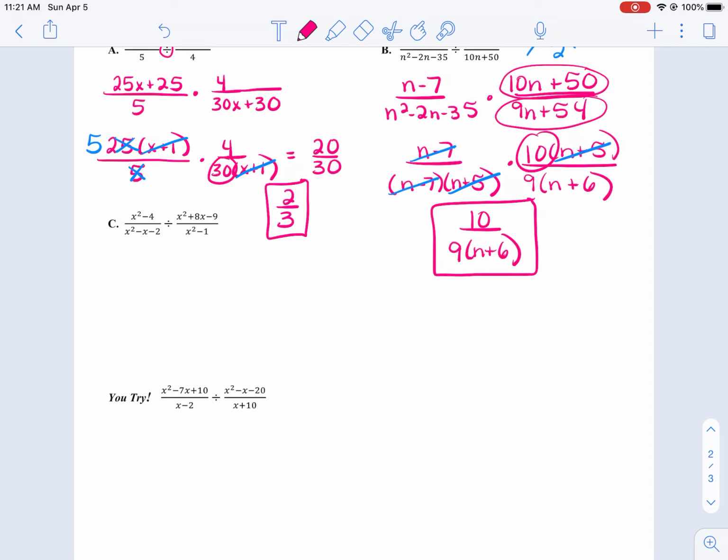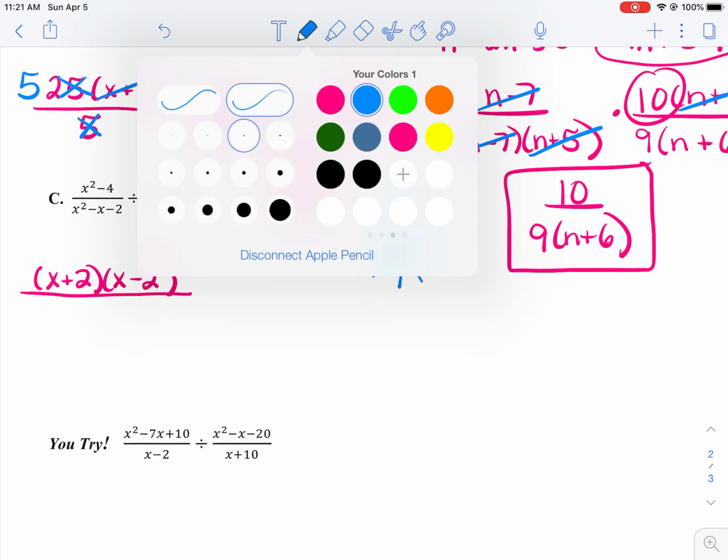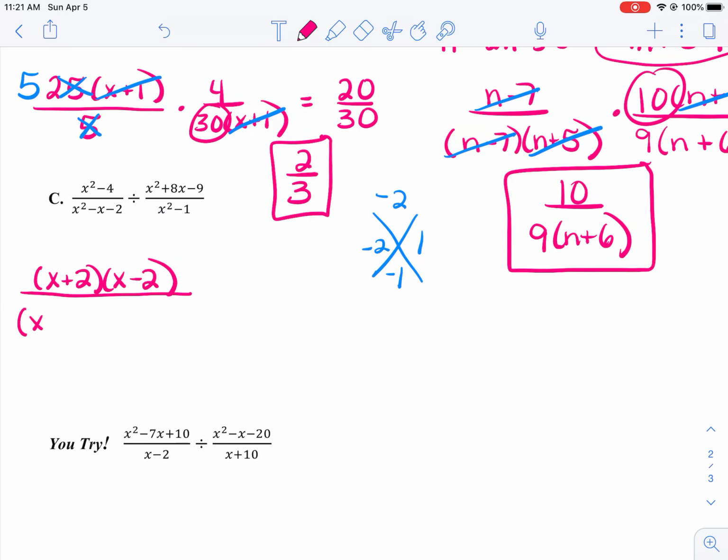Okay. All right, let's do one more. This time I'm going to factor while I go through the steps. So I'm going to factor the first one into x plus 2, x minus 2. Okay, now we need two numbers that multiply to give us negative 2 and add to give us negative 1. So negative 2 and 1. So I'm going to factor that into x minus 2 times x plus 1.